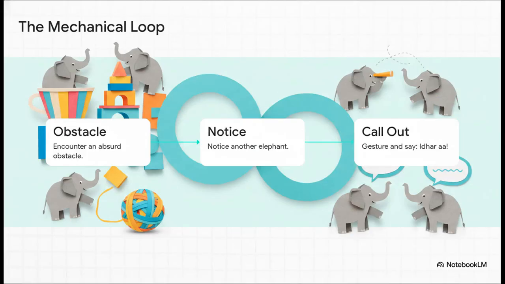Now, what makes this actually work is a strict mechanical loop. Every single verse follows exactly these 3 steps. First, they encounter an absurd obstacle. Second, they notice another elephant off in the distance. And third, they do the hand gesture and call out, idara, idara, idara. This predictable, highly physical progression gives kids a dependable loop. They know exactly what's coming next, which means they can jump in and chant along with total confidence.